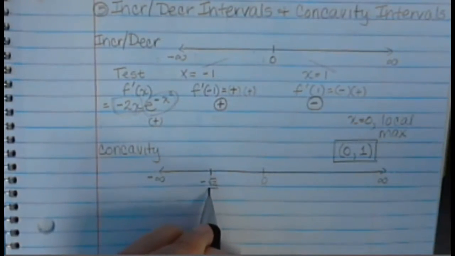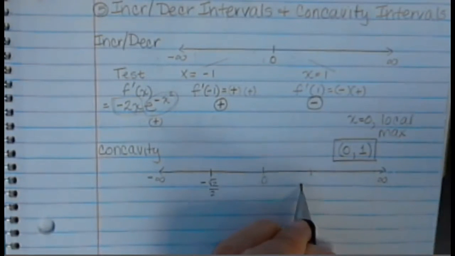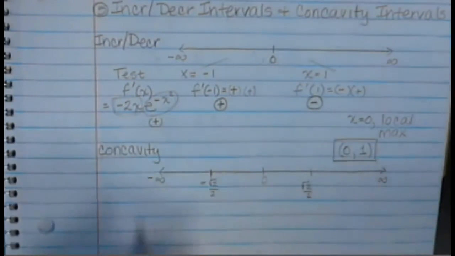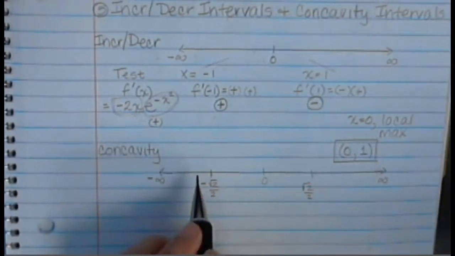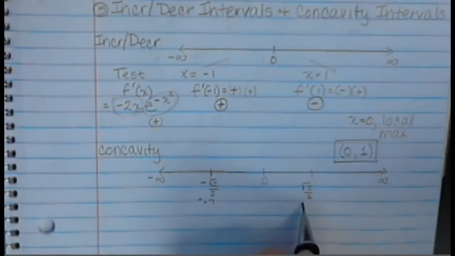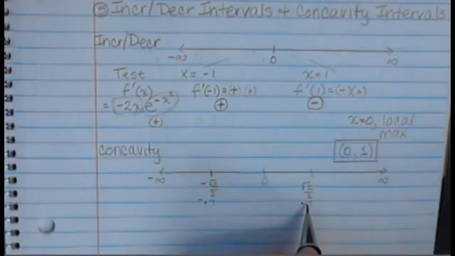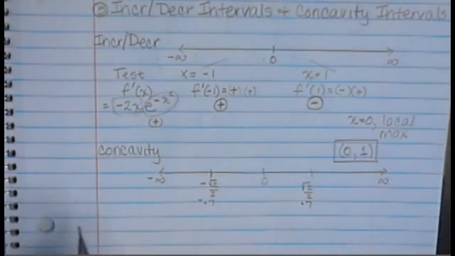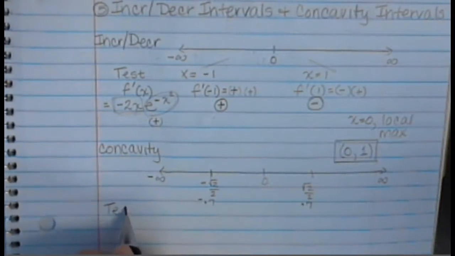We found one of them to be negative square root of 2 over 2, and the other one to be positive square root of 2 over 2. Just so that you know, this one's about negative 0.7 and this is about positive 0.7. So that way we know what to test. So we're going to test.